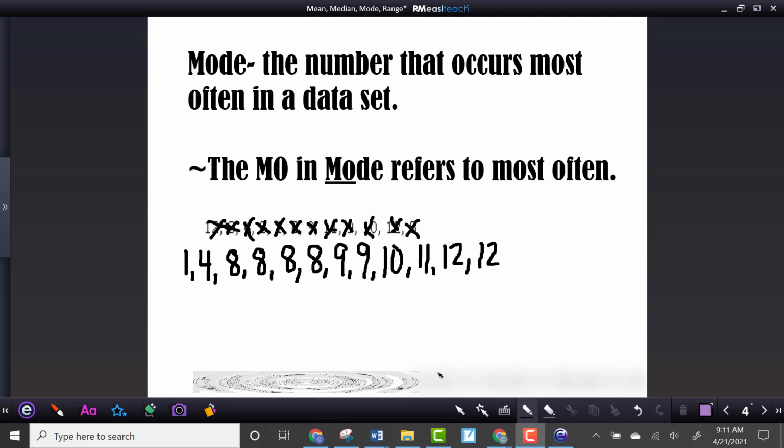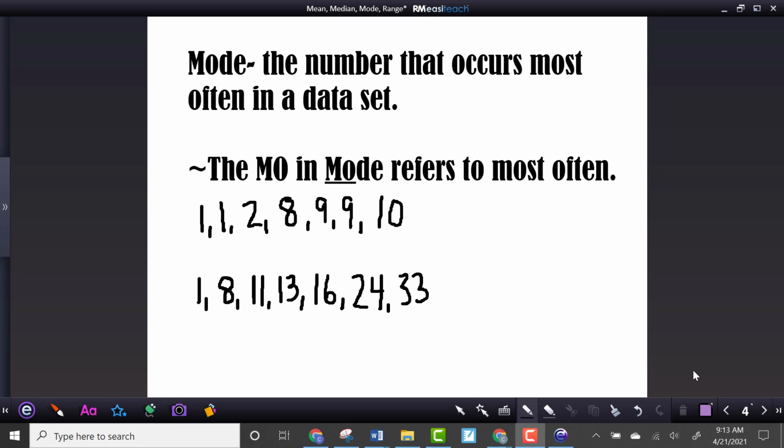So I wrote my numbers down in order from least to greatest, and you can see that I did cross my numbers off as I'm writing them down, because that's a really good way to make sure you're not missing anything or missing any numbers. So the number that occurs most often, you can see I have 8 that occurs 4 times, 9 occurs twice, 12 occurs twice, but the mode for this set of data is 8. Why is that? Because 8 occurs more often than any other number in the data set.